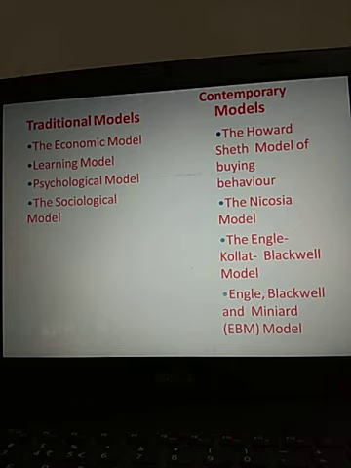So what are the categories? Two ways: one is traditional models and the other category is contemporary models. Under traditional models, what are there? The economic model, learning model, psychological model, and the sociological model. Under contemporary models, what are there? The Howard Sheth model of buying behavior, the Nicosia model, the Engel Kollat Blackwell model, and the Engel Blackwell and Miniard model, the EBM model.